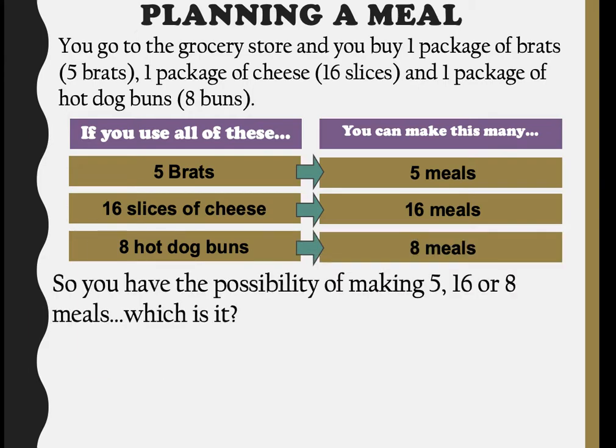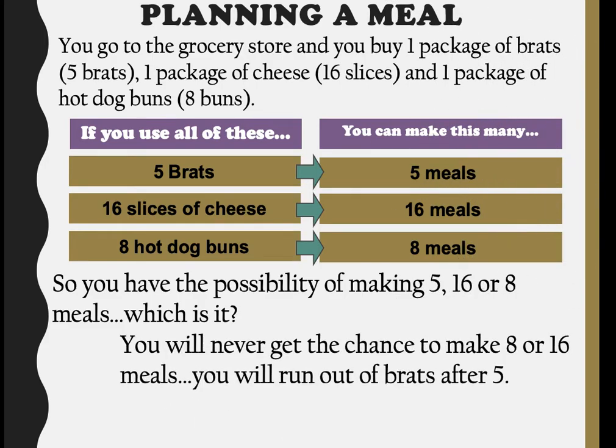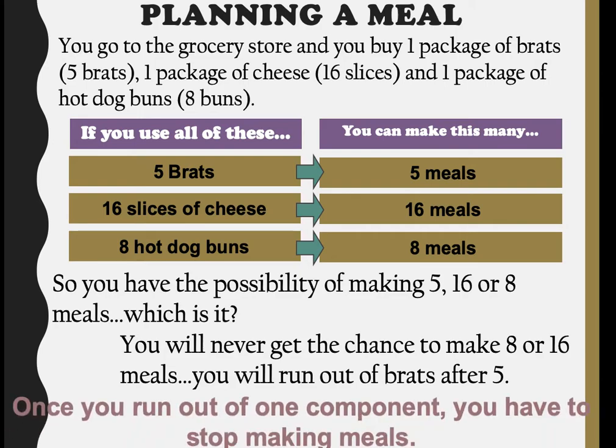Well, of course, you don't have unlimited ingredients. So the question then is, based on these amounts, how many meals are you actually going to make? And of course, the answer is 5. Because you will never get to 8 or 16, because you are going to run out of brats as soon as you get to 5. And once you run out of brats, you're done. You can't make any more meals. No one wants just a hot dog bun stuffed with cheese, although right now that does sound very good.